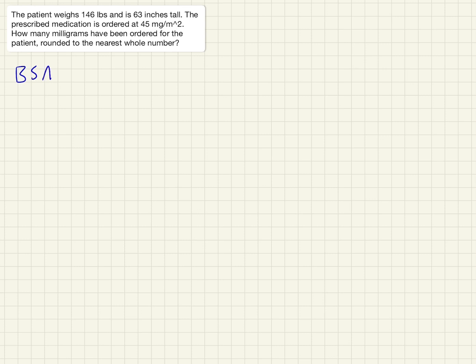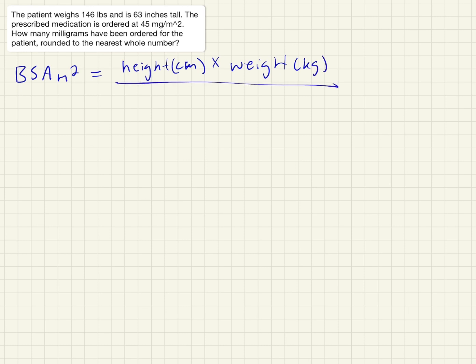So, body surface area, which is in meters squared, its formula is going to be the height of your patient in centimeters times the weight of your patient in kilograms over 3,600. And then all of that's going to be square rooted.